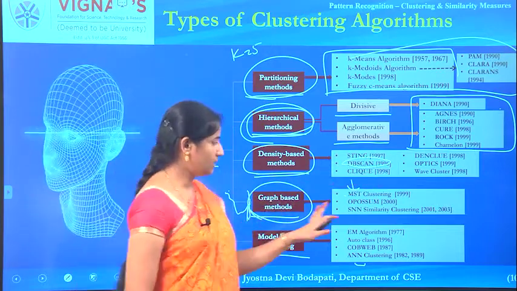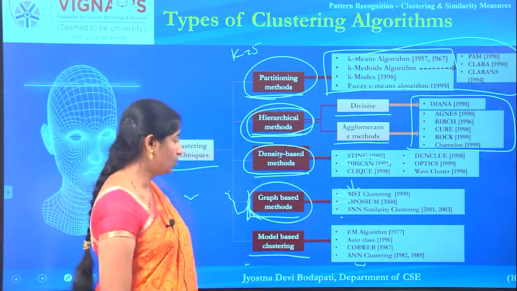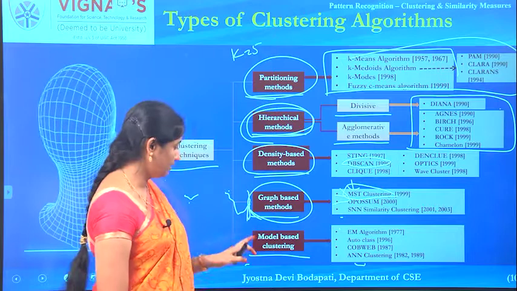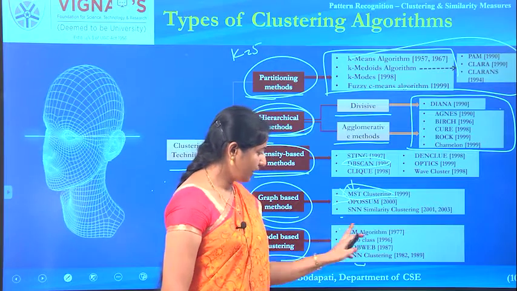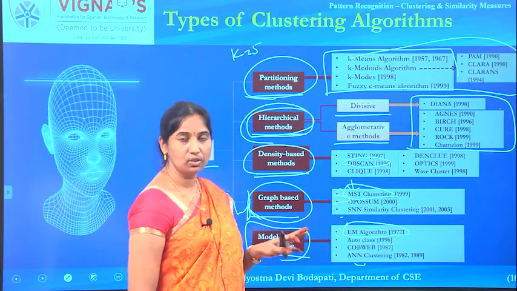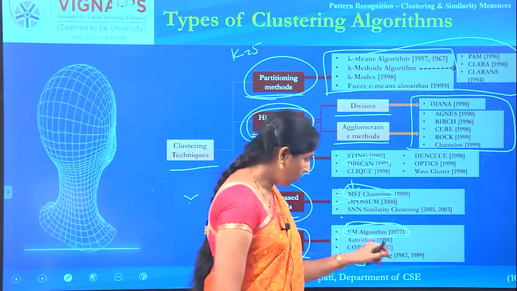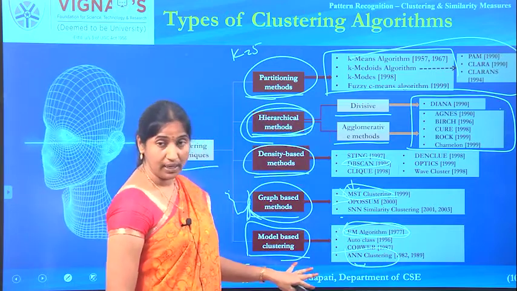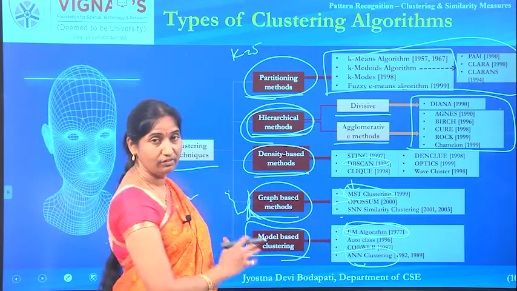Under the graph based methods we have MST, and then of course we have OPOSSUM and the ascendant similarity clustering algorithm also, and as part of our syllabus we have the MST clustering algorithm. We will be discussing that in future classes. In addition to these types we have the model based clustering, as I already explained. So we have the expectation maximization algorithm. GMM works on Gaussian mixture models, based on the EM algorithm, and you have even AutoClass, then COBWEB, and also ANN clustering. These are all the different clustering algorithms that work on the principle of model based clustering.